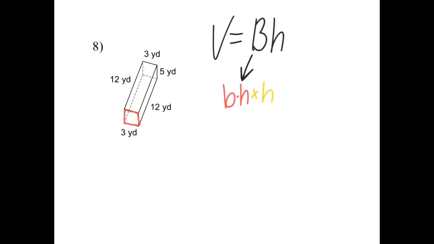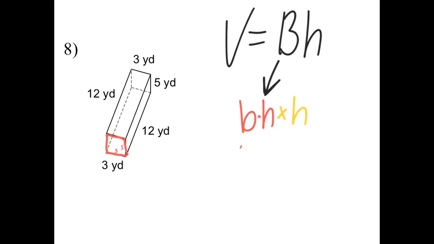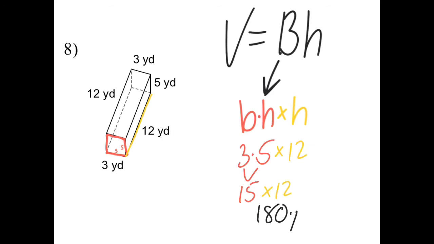So looking at just this rectangle right here, this is a 3, and I know it's kind of hard to see, but this is a 3 by 5 rectangle for the base. So my base is going to be 3, and my height is going to be 5. I'm going to multiply that times the height of the entire figure, which is going to be 12. 3 times 5 is 15. Again, we have to do that times 12. 15 times 12 is 180. So that'd be 180 yards cubed.